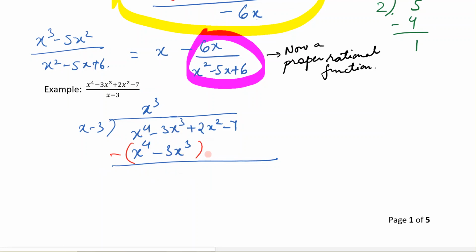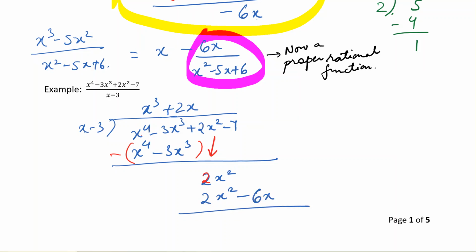And then we bring another term down, so 2x squared comes down. And then we think, what should I multiply x with in order to get 2x squared? So the answer is 2x. So 2x squared, and then 2x times negative 3 is negative 6x. And again we subtract. So 2x squared minus 2x squared is 0. So negative and negative, we get positive 6x. And then we bring another term down. So we get negative 7 here.